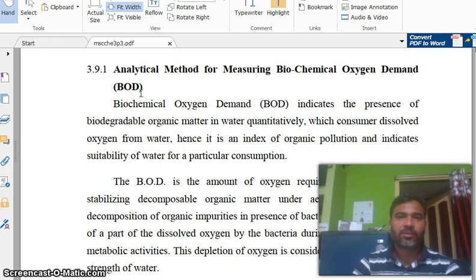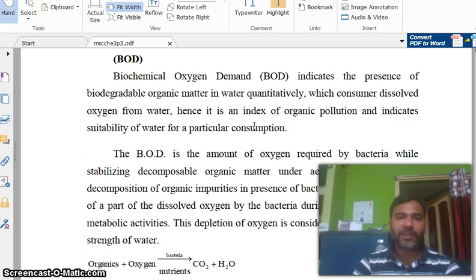So let us start about biochemical oxygen demand. So biochemical oxygen demand, BOD, indicates the presence of biodegradable organic matter. I repeat, biodegradable organic matter in water quantitatively.